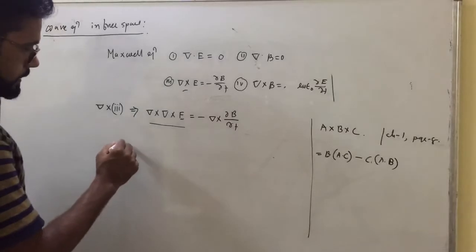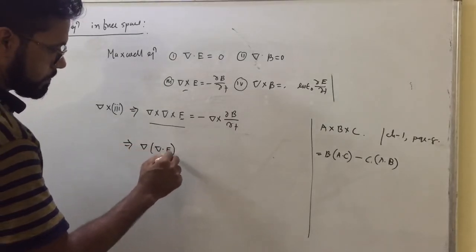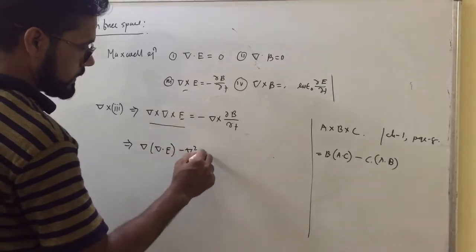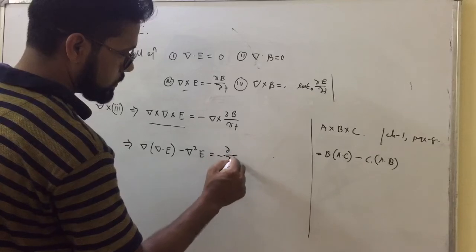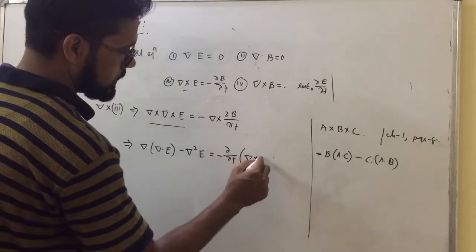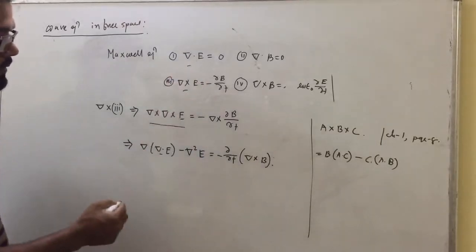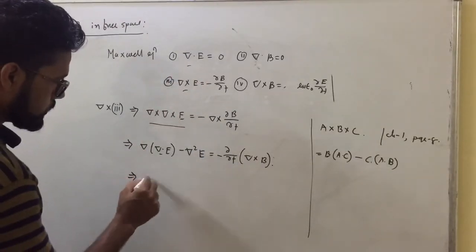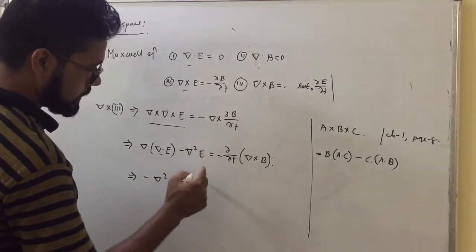If you expand the same way, then you will find del of del dot E minus del square E equal to, and this term has no relation with del, so you can take it outside. This term is equal to 0 as per the Maxwell equation. So in this equation, the minus and minus cancel.